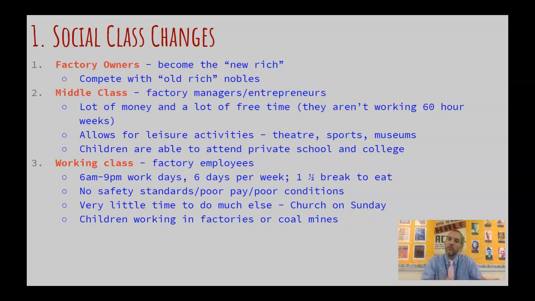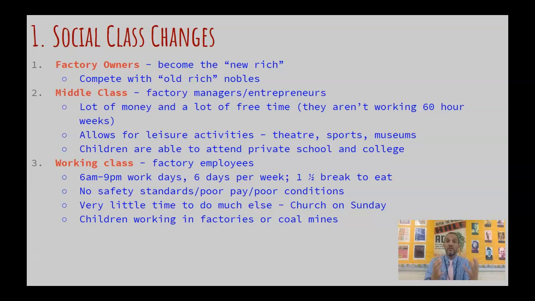If you know anything about U.S. history and you had a good 8th grade U.S. history teacher, you might know some of these people as the Carnegies or the Rockefellers. And those people who developed this heavy industry in the United States are similar to these initial factory owners in Britain who just gain a ton of wealth. And they're going to really compete with these old rich nobles. These people have had power since feudalism and whose familial ties go back hundreds of years. And this new rich is going to kind of be in competition with this old rich.